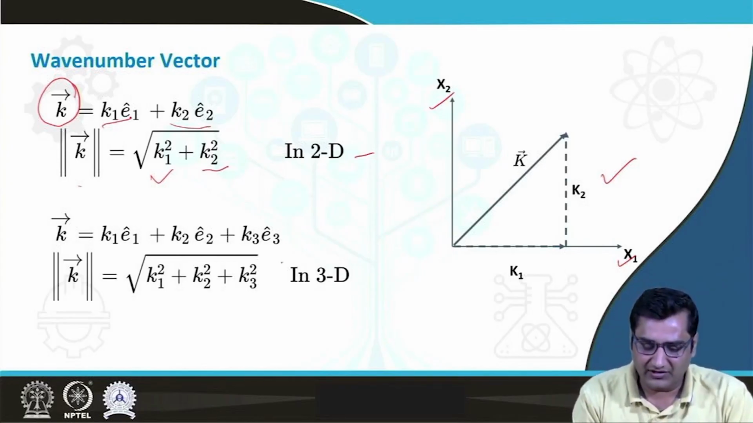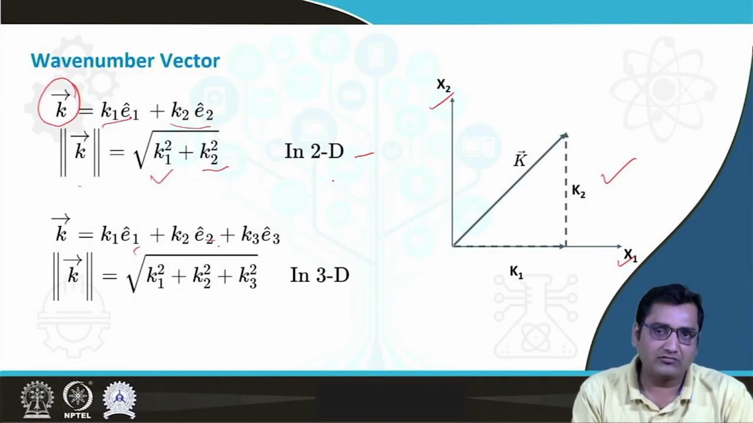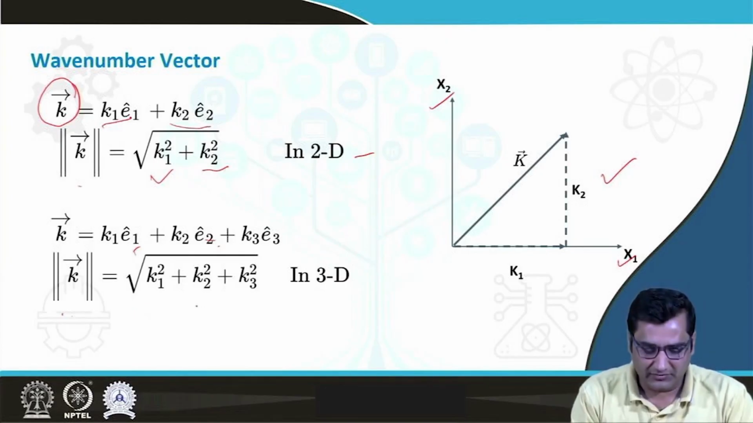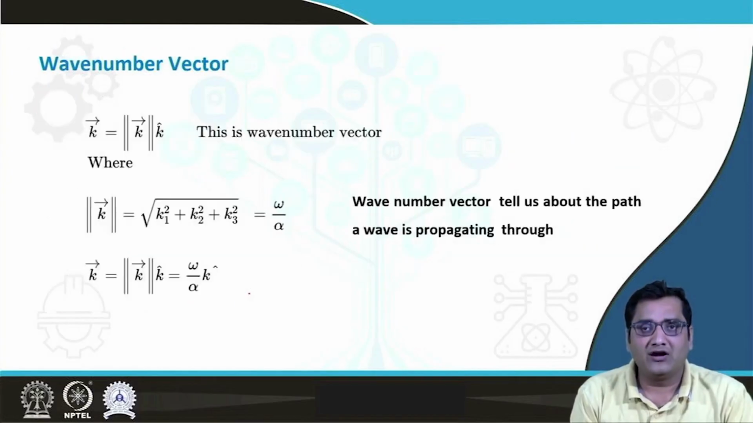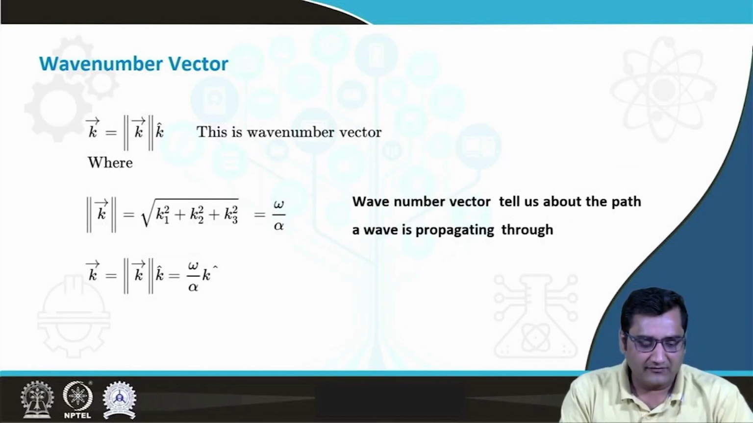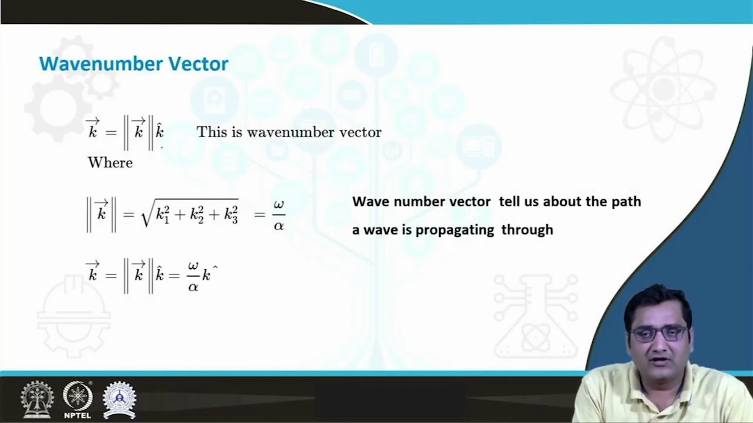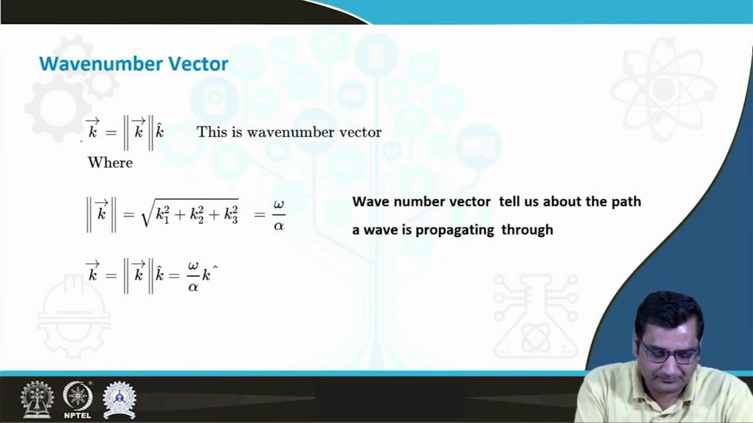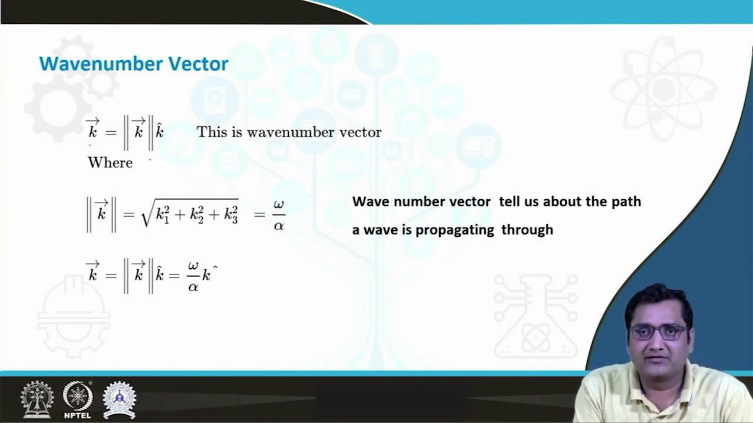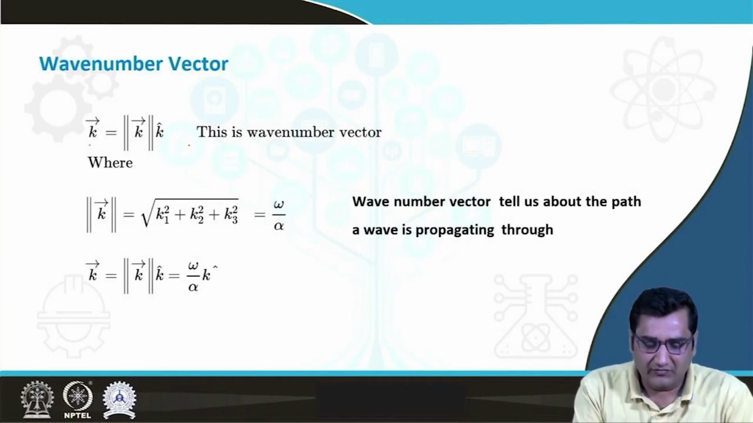That will have an additional term in the x3 direction, so it becomes k1 e1 cap plus k2 e2 cap plus k3 e3 cap. Similar to the 2D case, we can also write its modulus: the modulus of the k vector is equal to the square root of k1 square plus k2 square plus k3 square. Now when we would like to write the wave number vector in terms of its unit vector, it will be simply the product of its modulus and its unit vector. So k vector will be equal to the modulus of k vector multiplied by its unit vector. I am sorry, I said normal vector, it should not be normal, it should be only the unit vector.